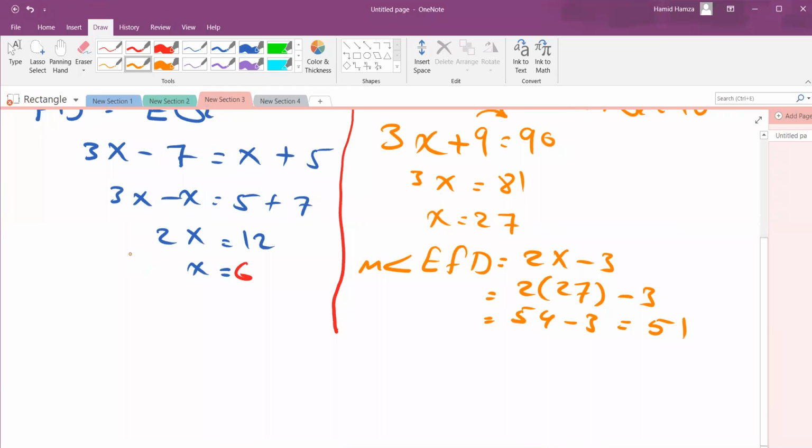So EG equals x plus 5. That means EG equals what? 6 plus 5, which is 11.